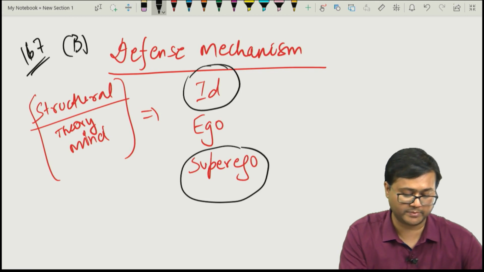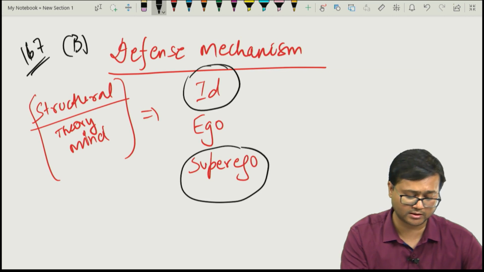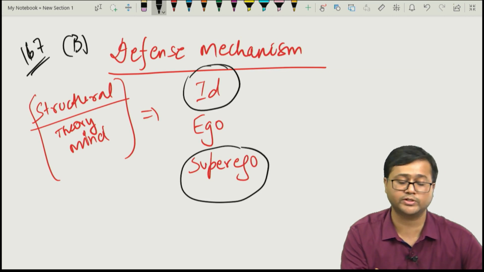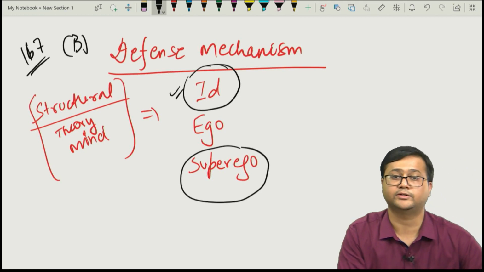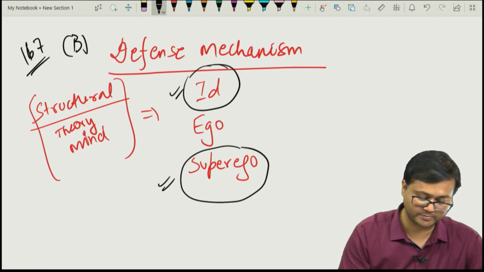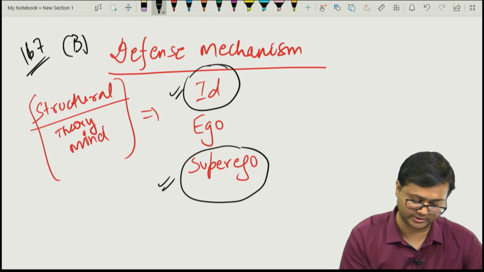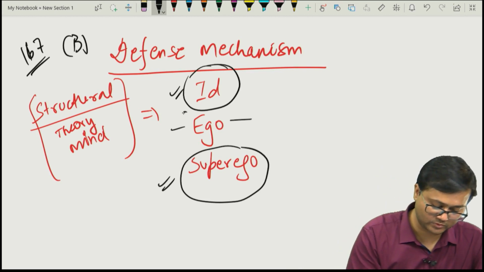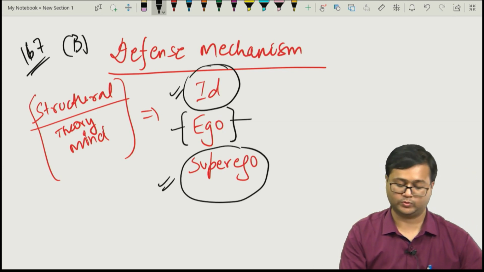So id, like basic instincts like food, hunger, thirst, sex, these are the instinctual drives which the id follows. And superego is basically how a person should ideally follow all the rules and regulations. Now, ego is the balancer between the two.